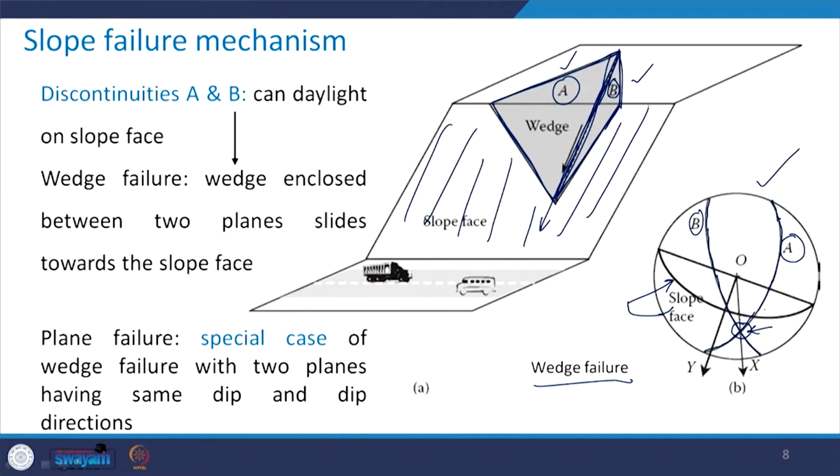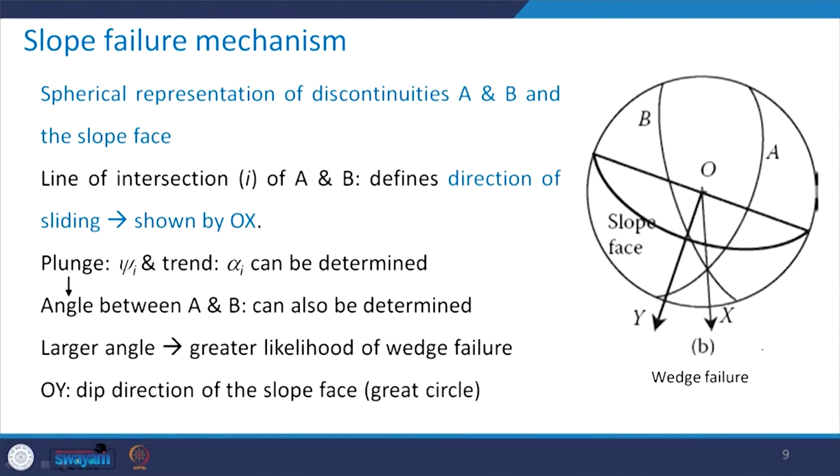Now, if we join this point with the center, that means if we draw a radial line through this point, so this vector OX, you see this OX, is going to give us the direction of the sliding. Let us take a look once again. So, you see a spherical representation of the discontinuities A and B and the slope face.